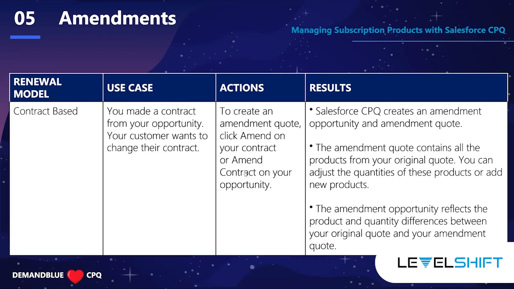Salesforce CPQ will automatically create the amendment opportunity and quote, and it'll have the products from your original quote. You can adjust these quantities. The amendment will reflect the quantity differences between your original and the amended quote.